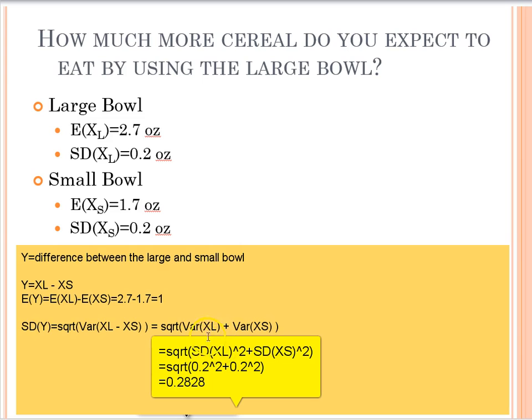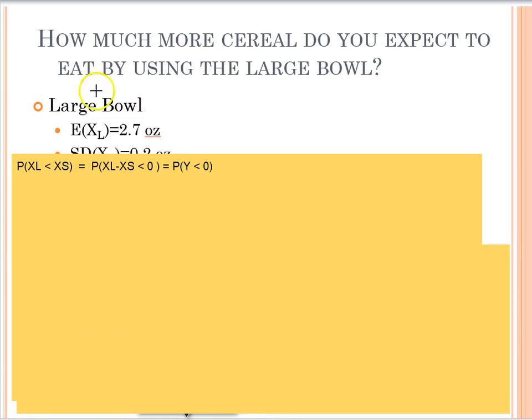And now that we have the standard deviations by themselves, we can plug in the standard deviations that the problem gives to us, which is 0.2 for both bowls. And once we calculate this out, that gives us a final answer of 0.2828.